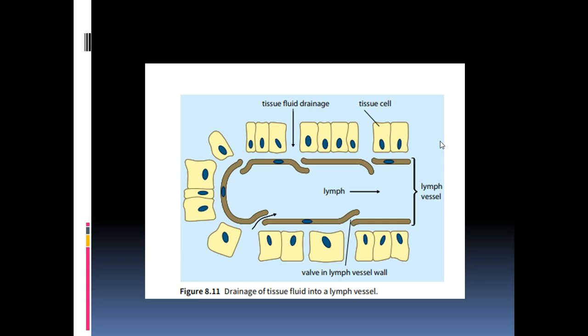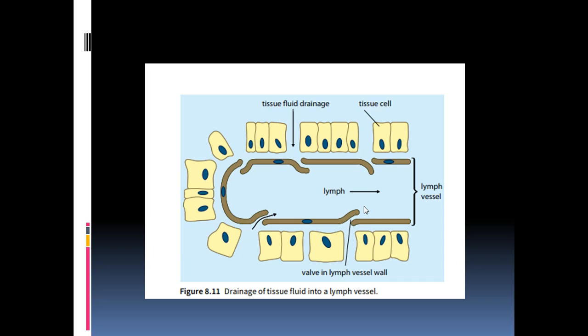So what happened to that 10%? That 10% tissue fluid will be collected up and returned to the blood system, or returned to the blood vessel, by means of a series of tubes known as lymph vessels or lymphatics. So what are lymph vessels or lymphatics? They are basically tiny blind-ending vessels which are usually found side by side with the blood vessels in almost all tissues of the body.